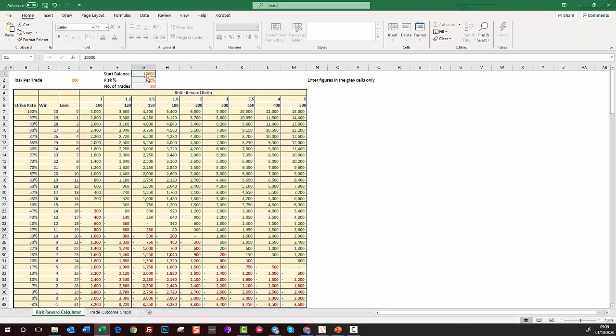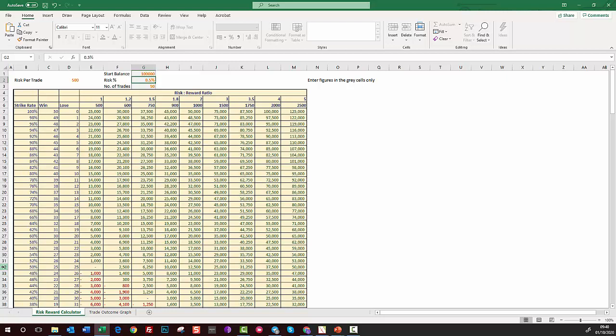You can see if you put in different figures up here, $10,000 account, I'm risking 0.5 on a trade. I'm taking 50 trades in a month. I'm risking $500 a trade. And you see now the win rate, the strike rate, win rate column gets a lot longer because we're taking a lot more trades. So hopefully this shows you how you can calculate your risk reward ratio based on a rough strike rate that you know on any strategy out there.